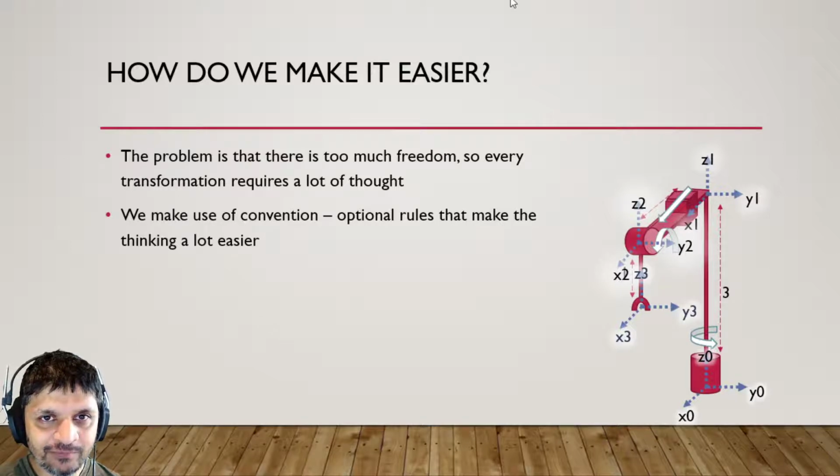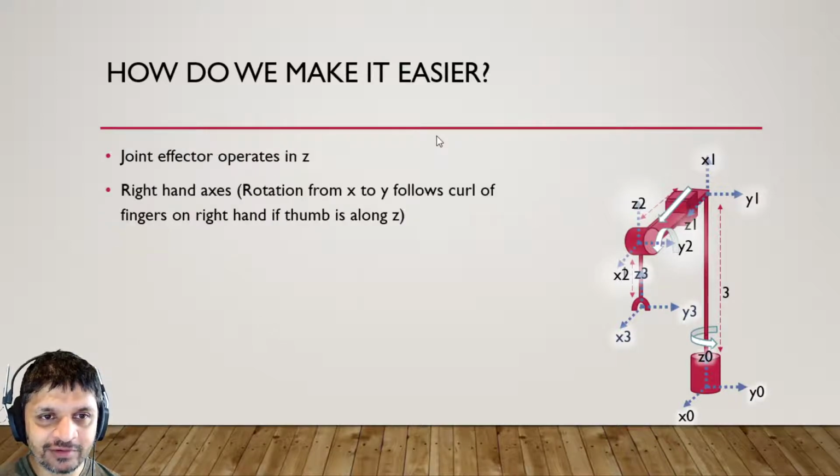In particular, we have some conventions that say the joint effector operates in Z. So for instance, if we look at this joint here, the rotation must be around the Z axis. In this case it is, so we're happy.